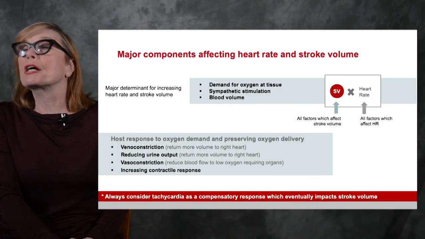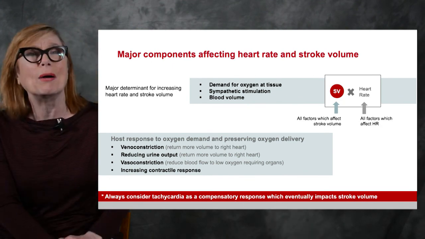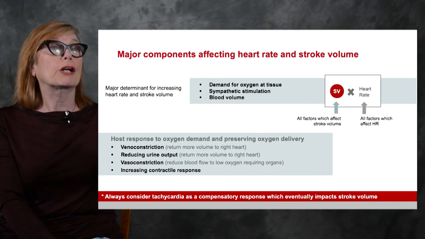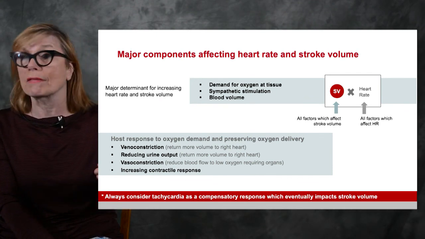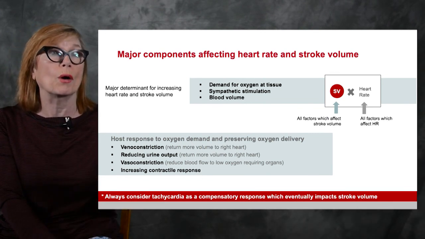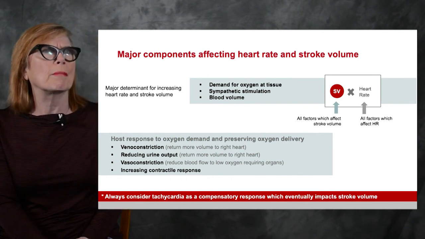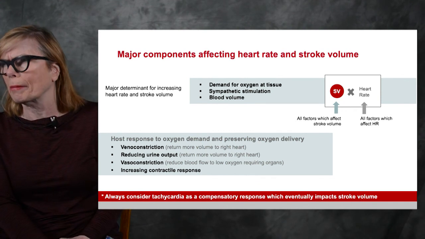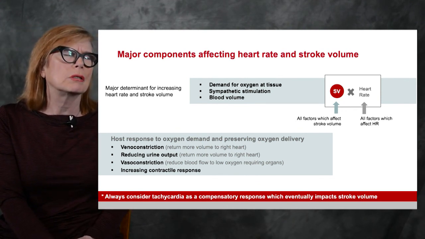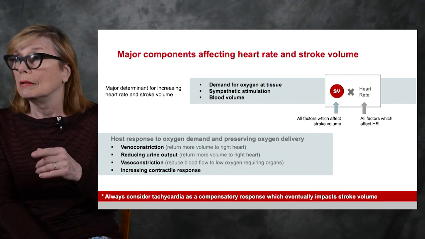Okay, so major components that affect heart rate and stroke volume. Well, certainly we know the number one component is oxygen demand at the tissue level. The recurrent stimulation of the sympathetic nervous system, which increases your heart rate and which increases your stroke volume to a point, and the amount of volume the patient actually has. Now, it's really important to remember, and we'll talk a lot more about this, especially when we talk about renal function, that volume actually exists in 3 compartments that I care about.